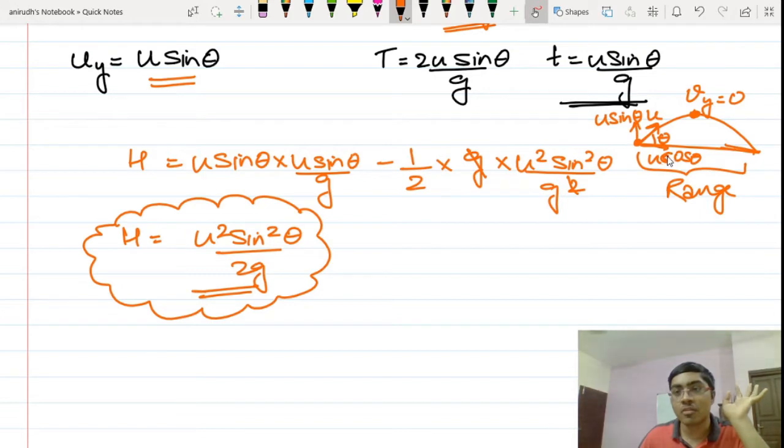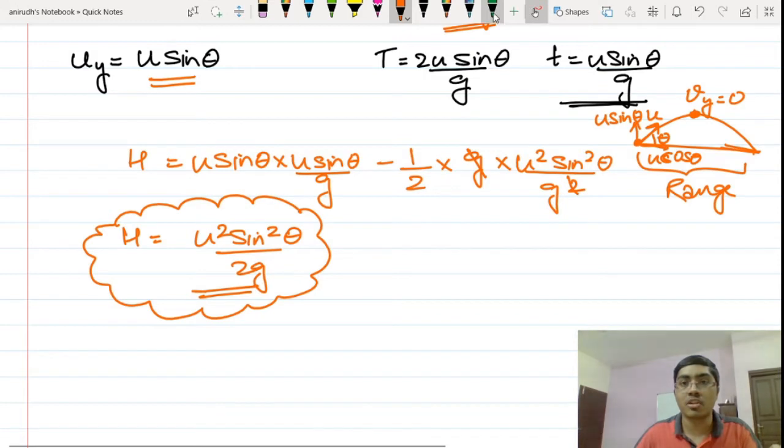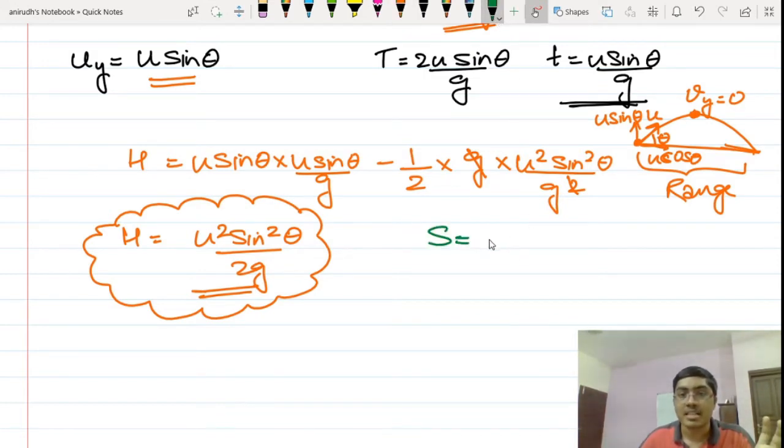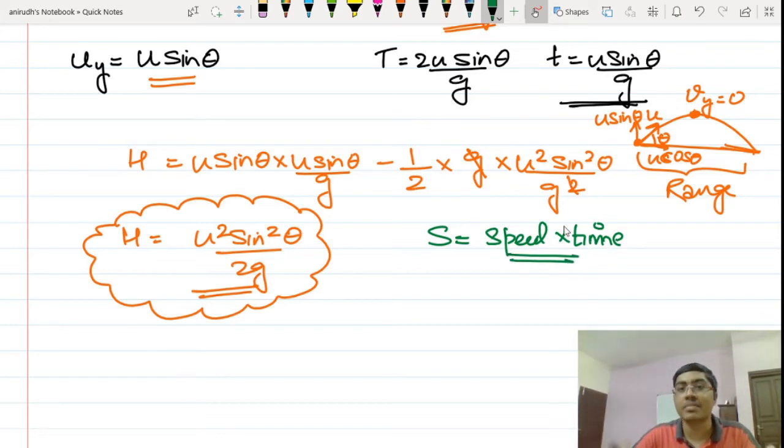What is responsible for it to travel the horizontal distance? It is the horizontal component of velocity. Because of u cos theta, it is moving from this position to that position in the horizontal direction. Now horizontal motion is uniform motion. So distance is equal to speed into time. This is simply our very favorite, not at all complicated, very simple thing called uniform motion, where the velocity is a constant.